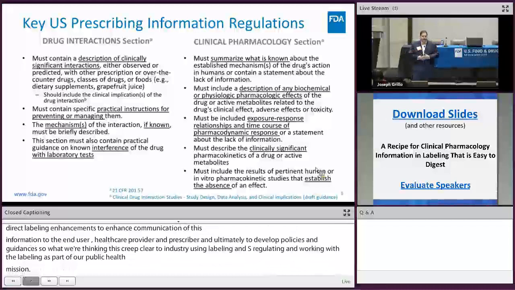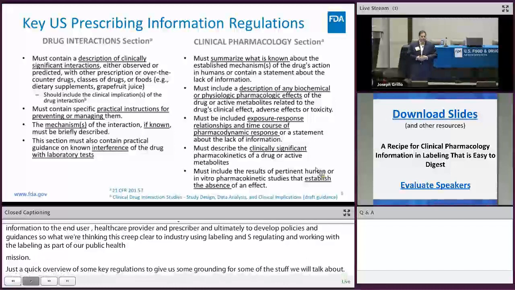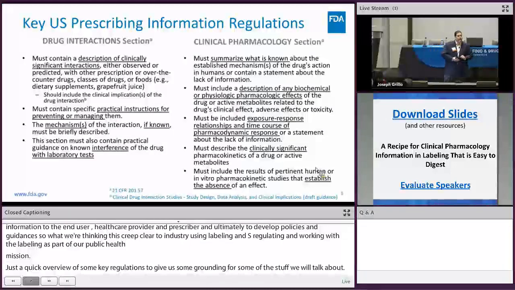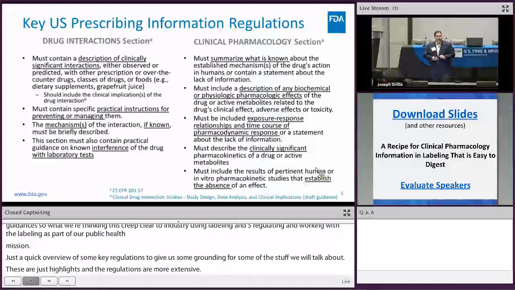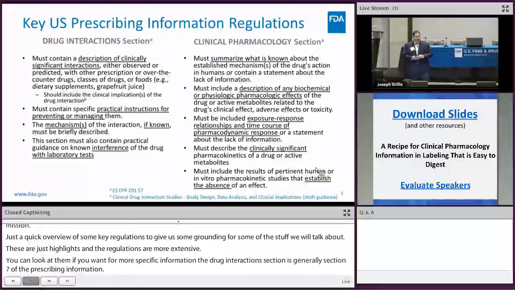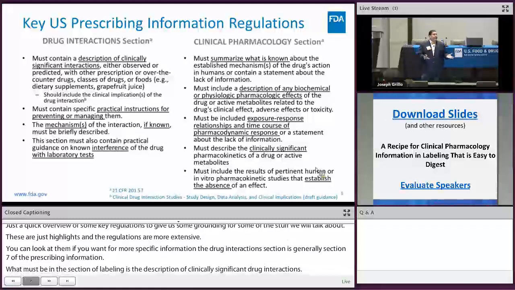These are just highlights. The regulations are more extensive, so I suggest that you look at them if you want more specific information. But first, the drug interaction section, which is generally section 7 of the prescribing information for healthcare providers. Really what must be in that section of labeling is a description of clinically significant drug interactions. I stress clinically significant. As part of that description, there should also be some information about what the clinical implication is. Okay, there's a significant interaction, but what does that mean?